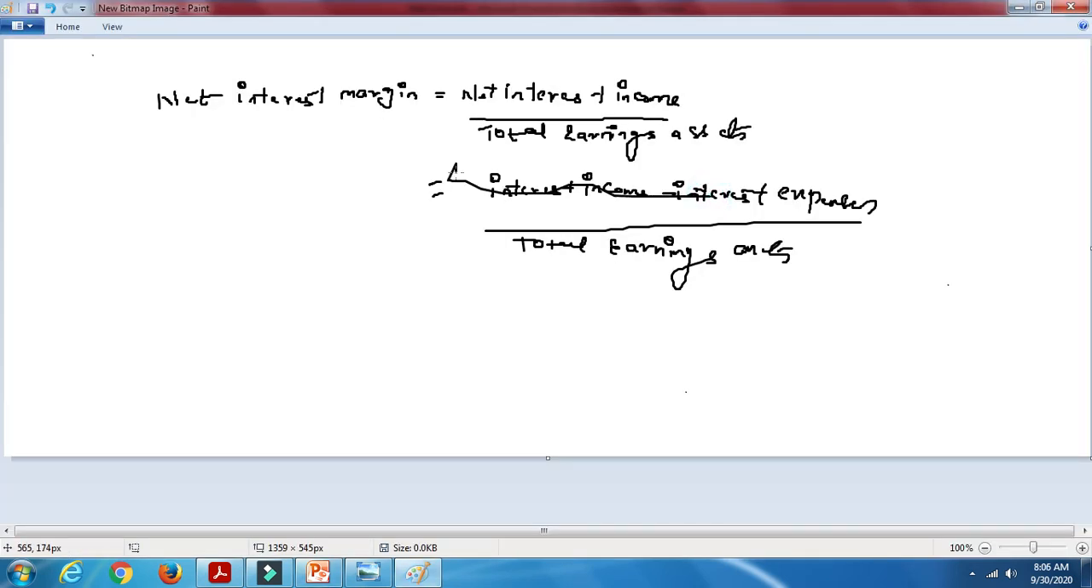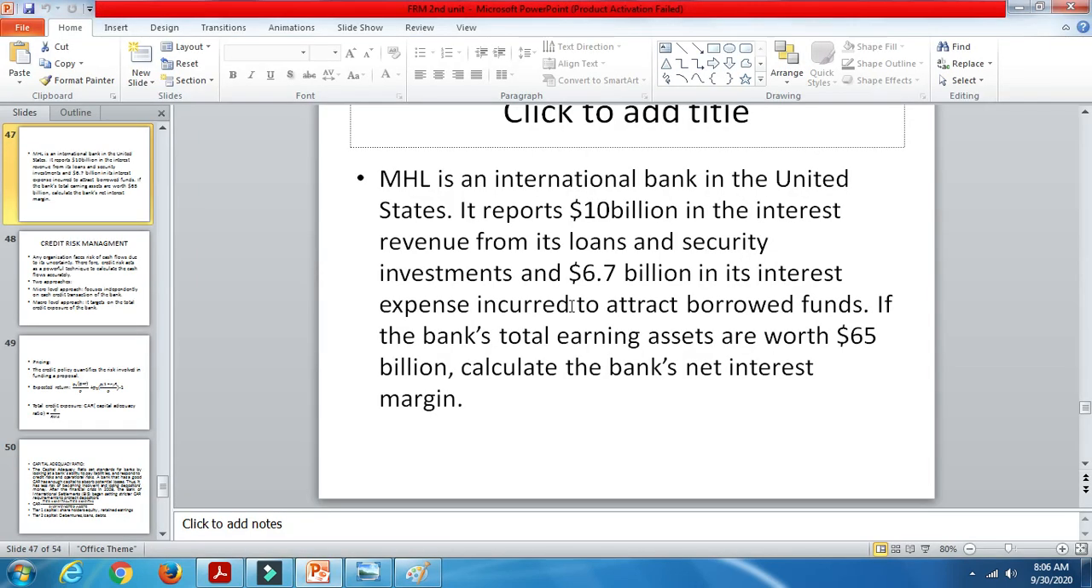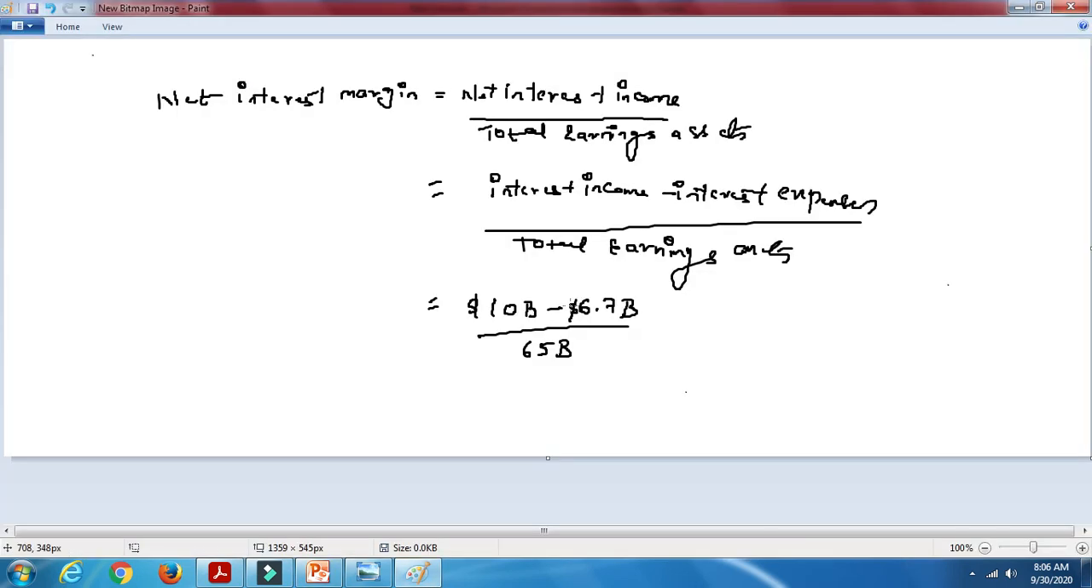So over here is equal to $10 billion minus $6.7 billion divided by 65 billion. Total earnings are 65 billion. You just need to substitute. It will be like 5.08% is the net interest margin. Okay, this is what it is.